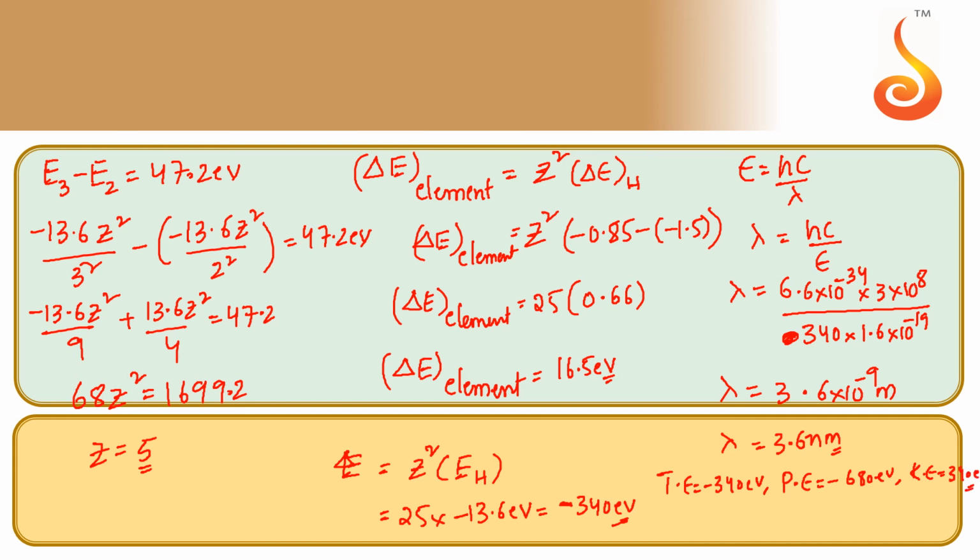And we also need to calculate the angular momentum. Angular momentum L is equal to nh by 2 pi. So it is 5 into h value 6.6 into 10 power minus 34 by 2 into 3.14. By simplifying it, what we get is 5.25 into 10 power minus 34 joule second. So the angular momentum is 5.25 into 10 power minus 34 joule second.